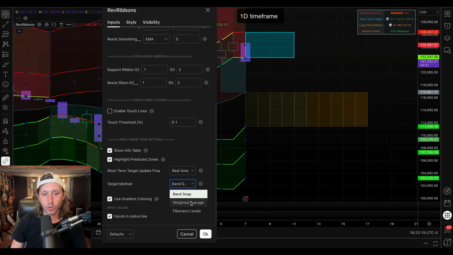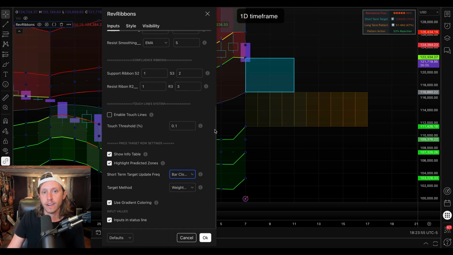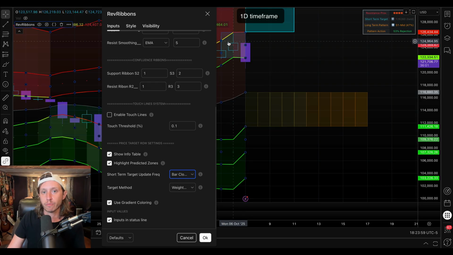And lastly, the weighted average and Fibonacci levels. These are 2 different methods. Weighted averages are generally going to be better for breakout scenarios. So if I put it on bar close, this will actually be looking at price when it was up here. So when price closed off of this candle, it was looking to the upside. But as soon as price started to pull back, the target was brought lower.